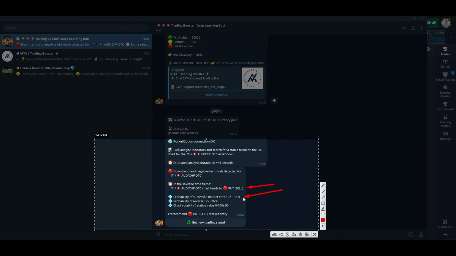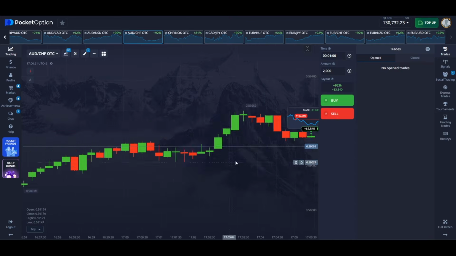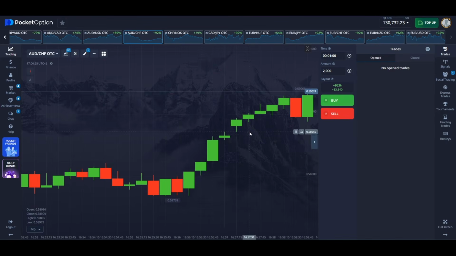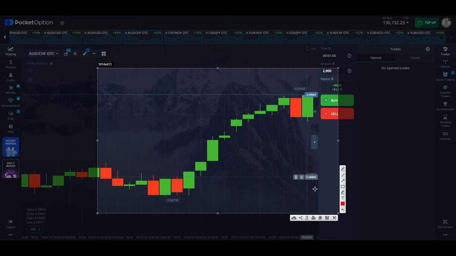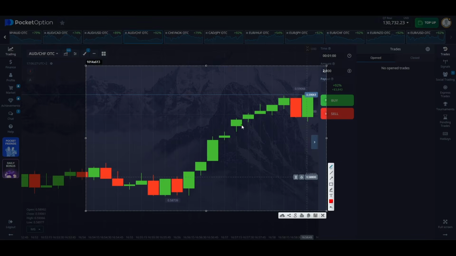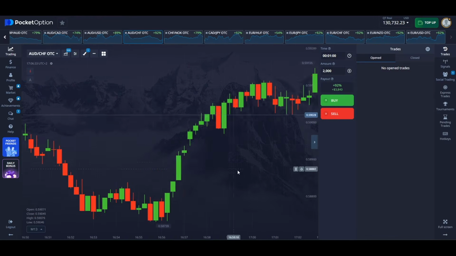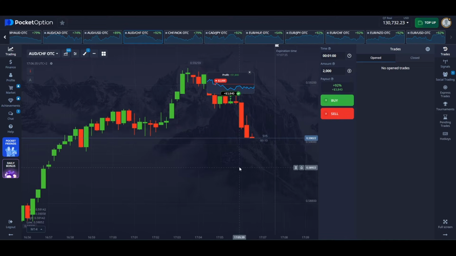The second factor is the success of entering the trade. Since the OTC market is very unstable, sometimes there are these kinds of price gaps. So sometimes the market behaves very chaotically. Like here, for example, you need to understand that this is an abnormal movement when something like this happens. Accordingly, the booster bot will warn you whether it's a good entry point or not.